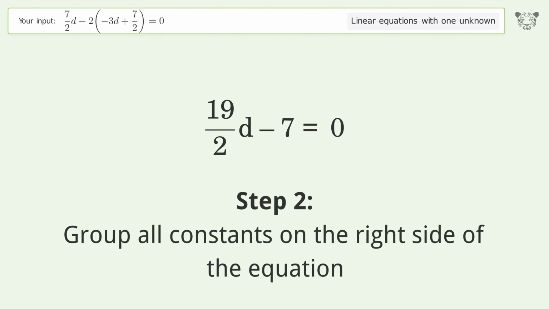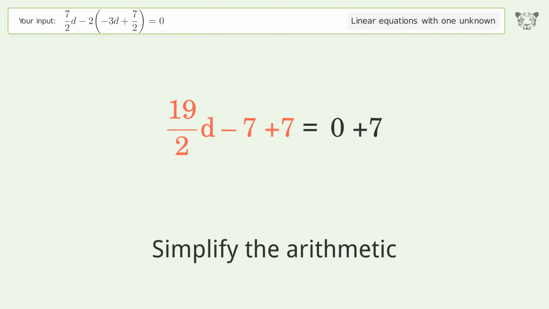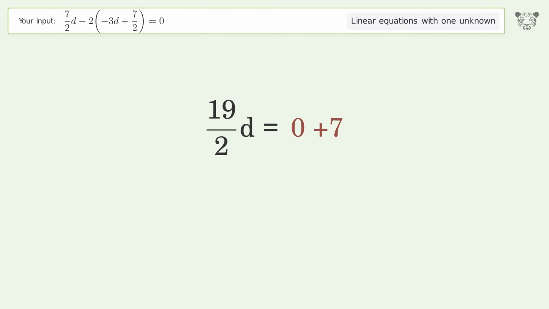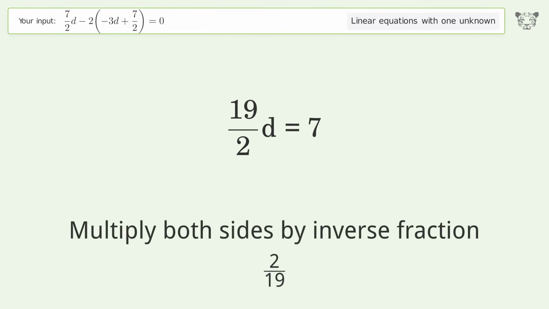Group all constants on the right side of the equation. Add 7 to both sides. Simplify the arithmetic. Isolate the d. Multiply both sides by inverse fraction 2/19.